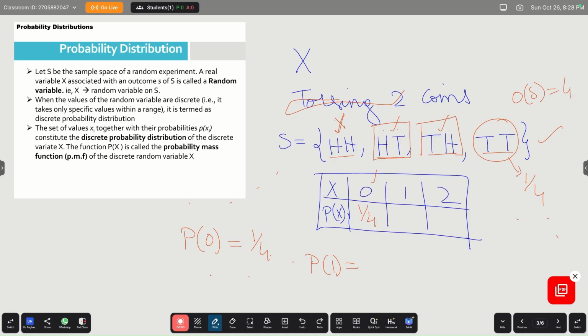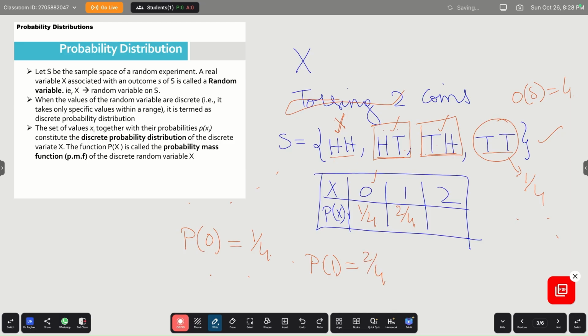In the third case also, only one head is there. There also x takes the value 1. These are the 2 cases which I have written in the square. So 2 cases out of 4. You can write it as 2 by 4 or simplify it to 1 by 2. So 2 out of 4 cases are taking the value x equal to 1. So the probability that x is equal to 1 is 2 by 4.